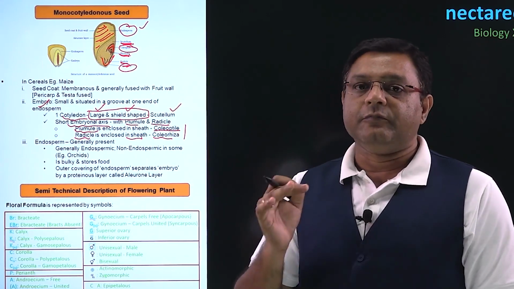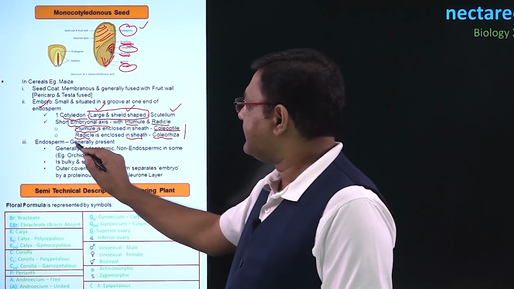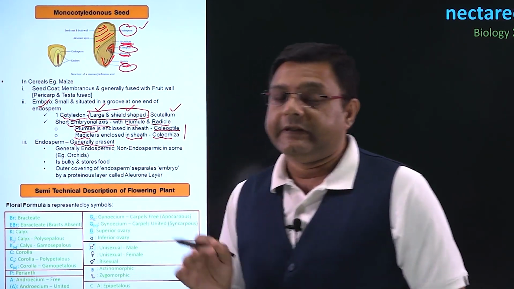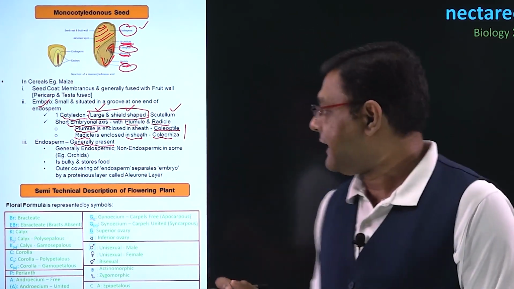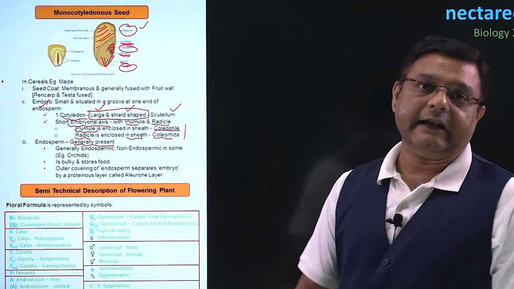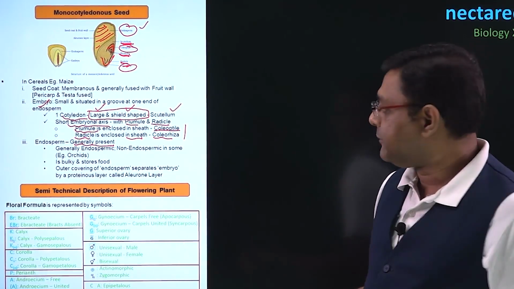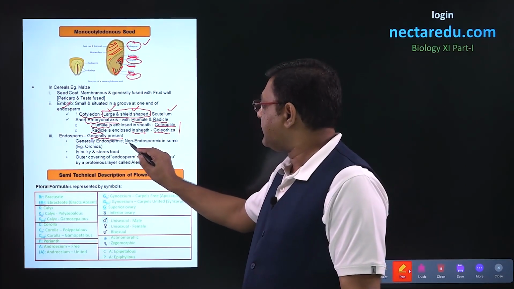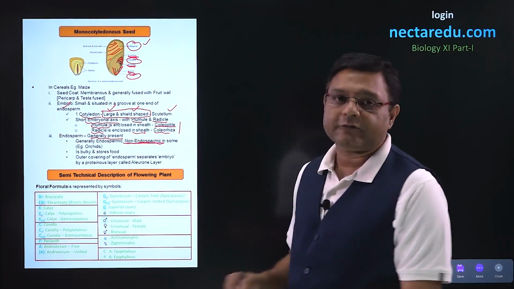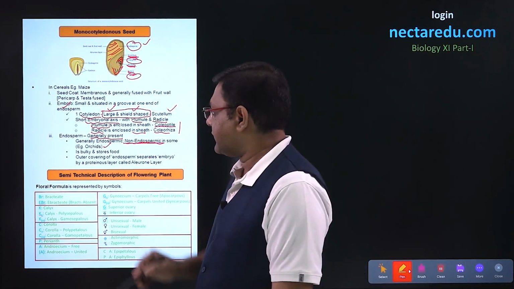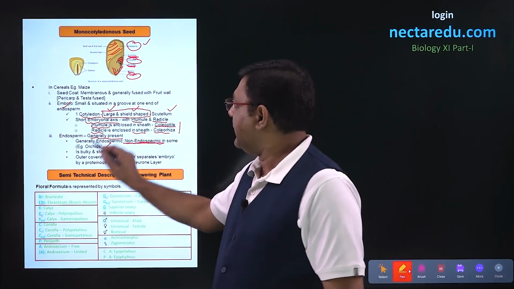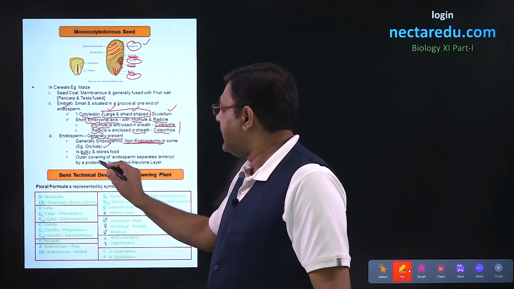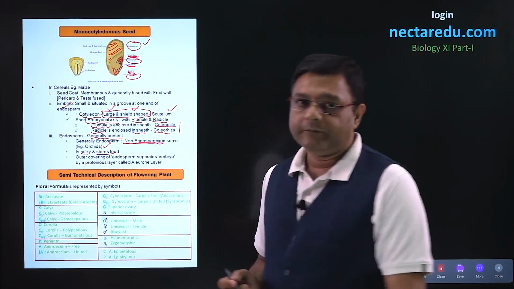Now, talking of the third part, that is endosperm. In the case of monocots, endosperm is generally present. So, there will be very few monocot plants in which endosperm is absent, and an example of monocot plant in which endosperm is absent, that is non-endospermic case, is orchids. Now, generally endosperm is present, it will be bulky as seen in the diagram and it will store the food.